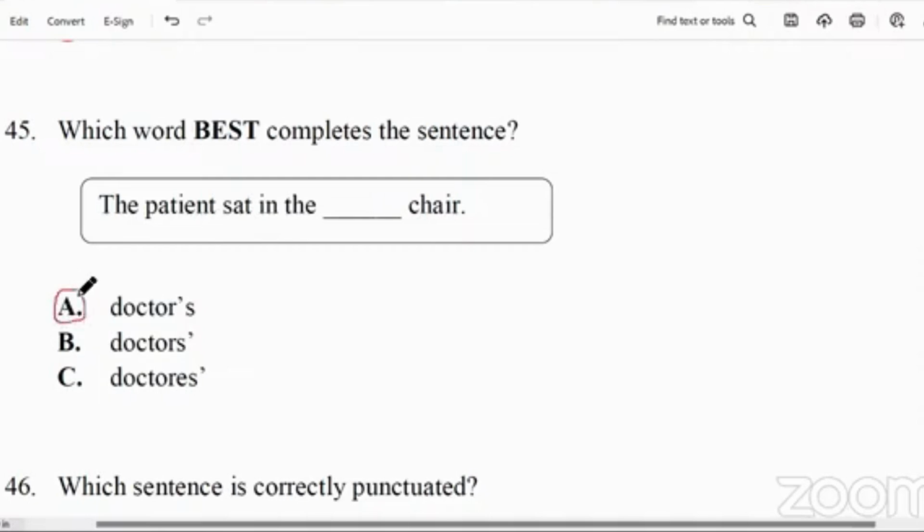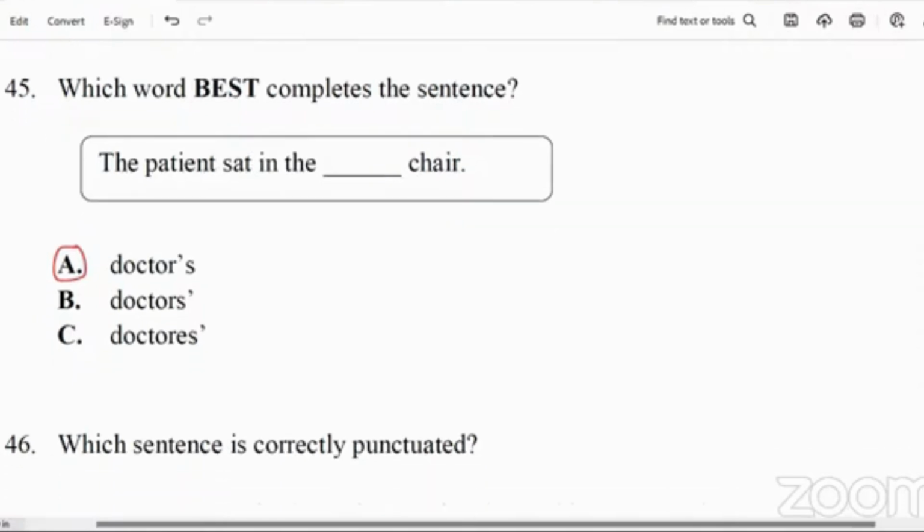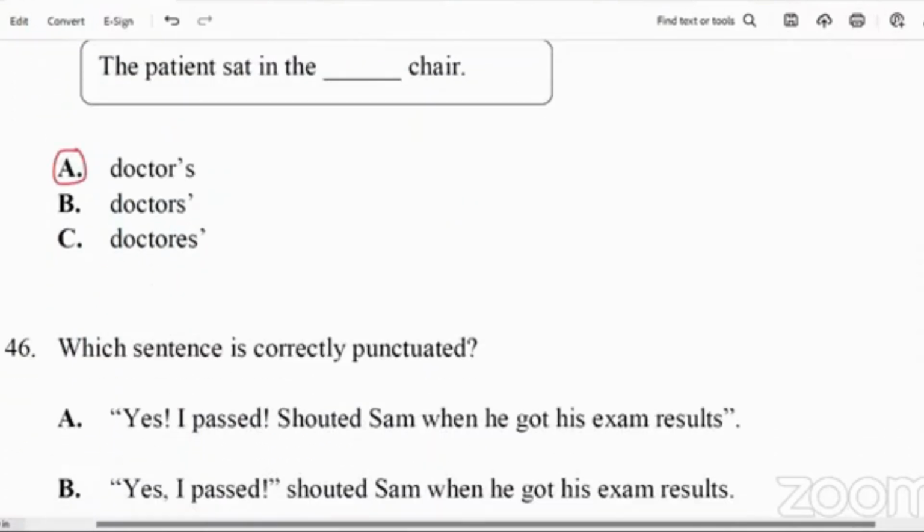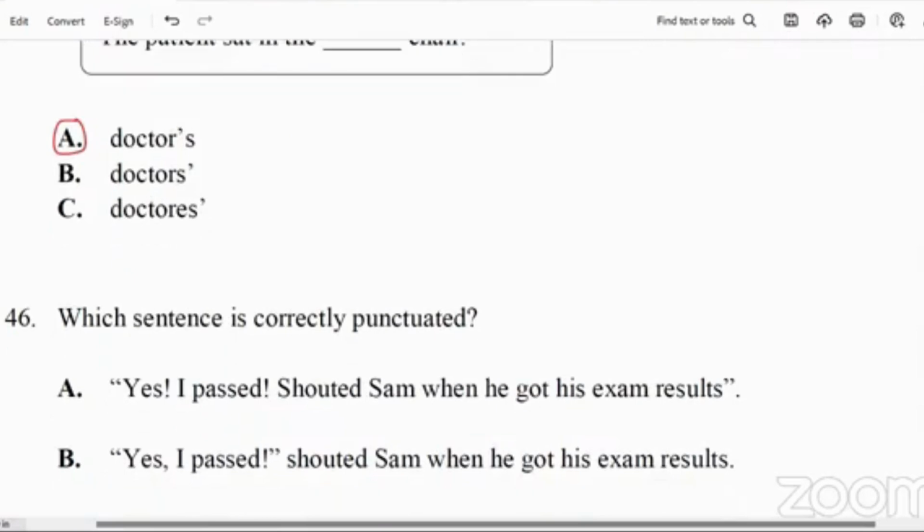The apostrophe goes after the R. Okay, doctors with the apostrophe outside would be more than one doctor. And then, of course, it would have been more than one chair, and you couldn't have one person sitting in more than one chair anyway. So it would be the doctor's with the apostrophe S after the R.